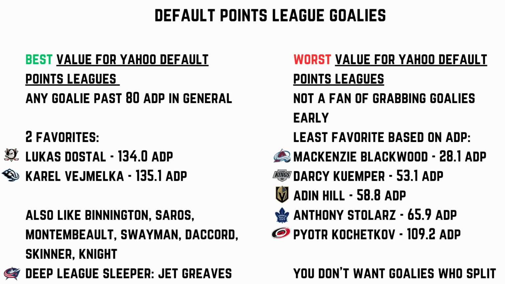In terms of the worst value, I don't like getting goalies early. Connor Hellebuyck, he's not on this page, but I just don't love it. I don't love getting any goalie in the top 50. I would say the worst ADP would probably be Mackenzie Blackwood. He's set to miss the start of the season, and this is just very pricey.